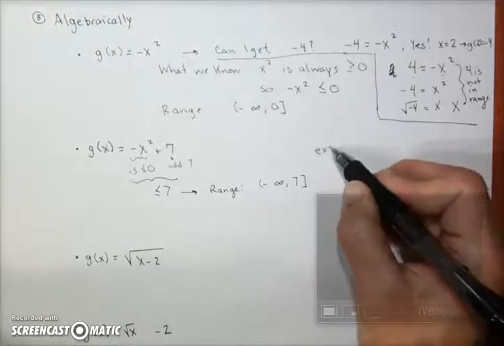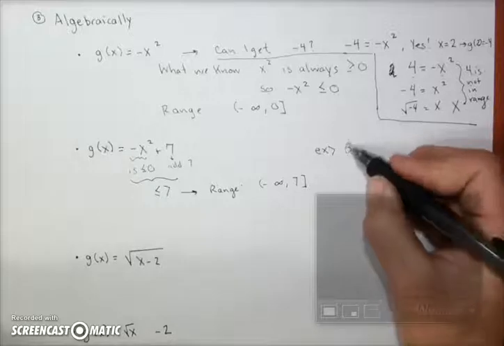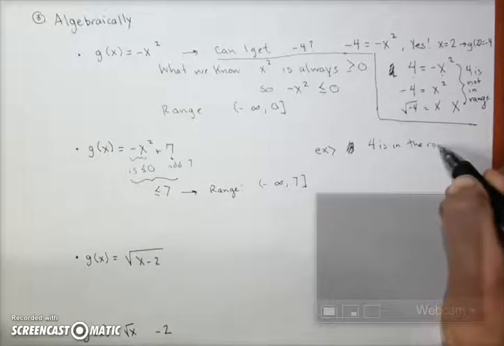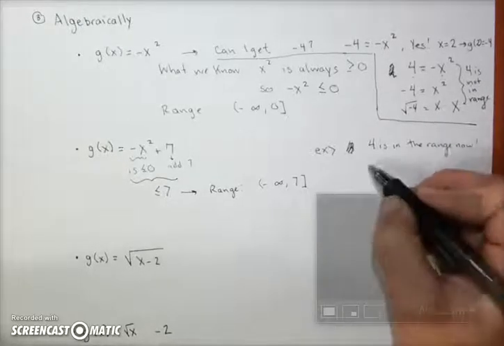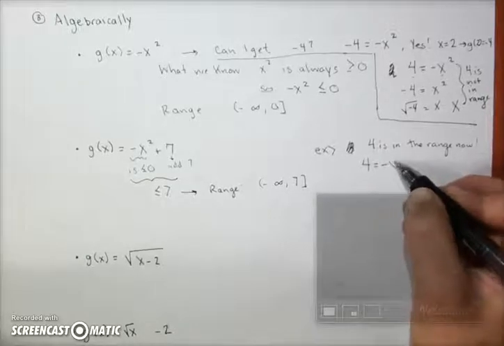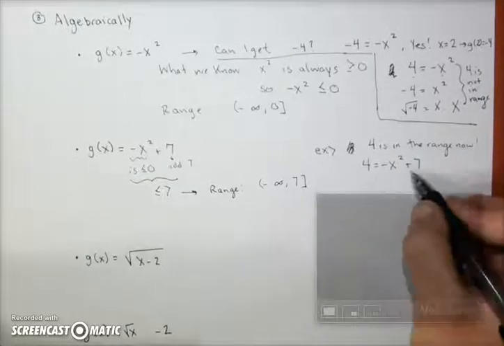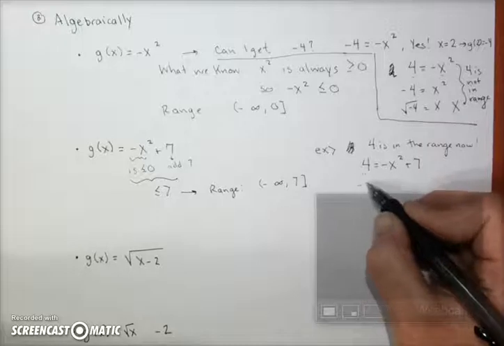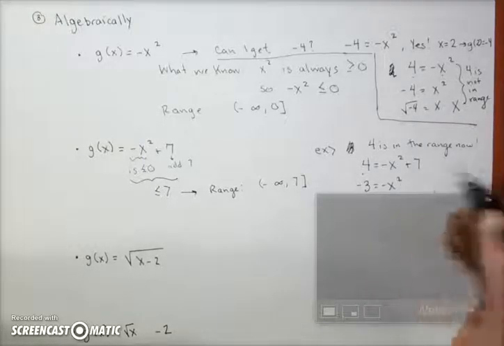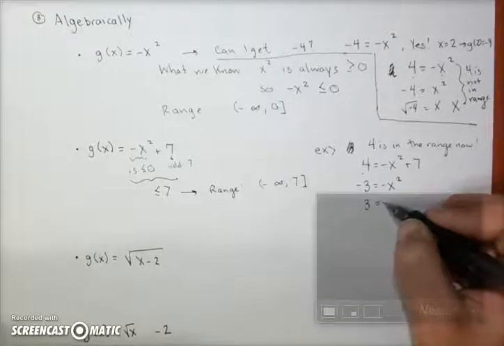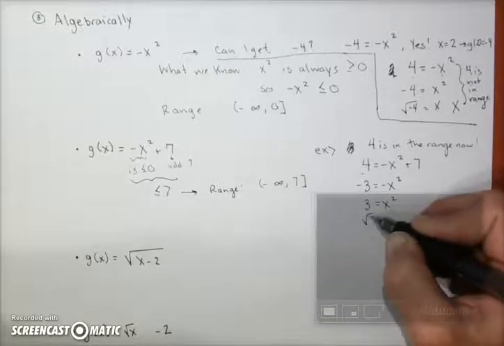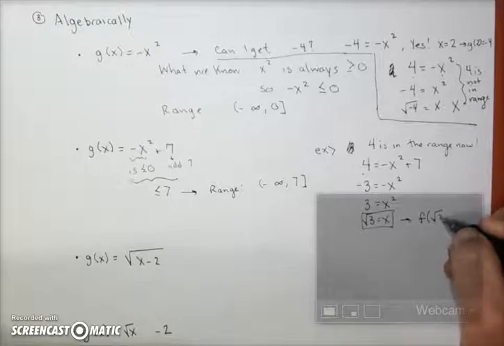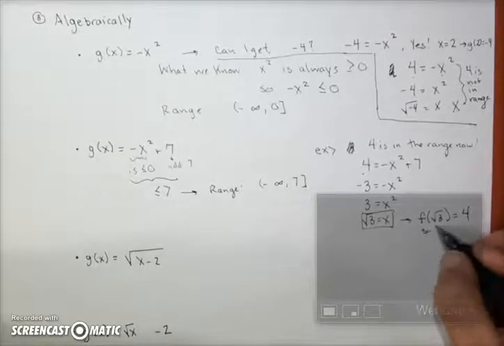So for example, let's do 4. 4 is now in the range, because if I try to figure out which x value gives me 4, I can actually solve it this time. I'll subtract 7 from both sides of this. I get negative 3 equals negative x squared, which is the same as 3 equals x squared. So square root of 3 equals x. That says f of square root of 3 equals 4, so 4 is in the range.